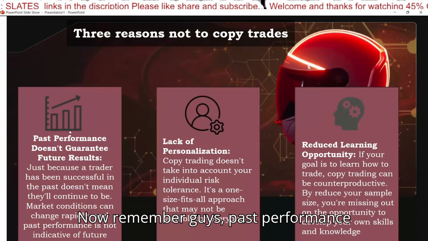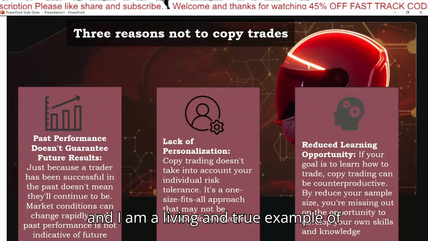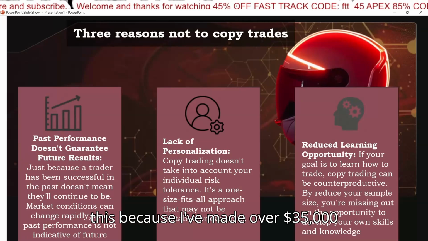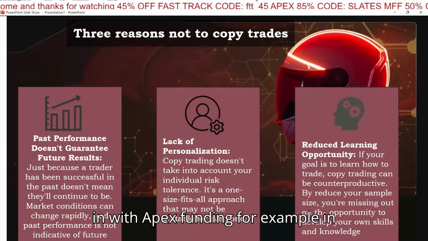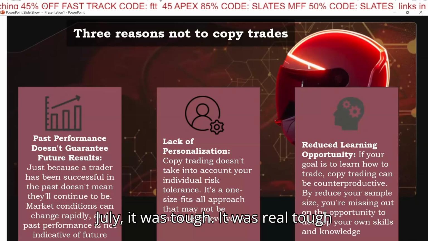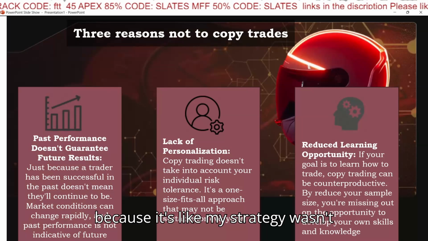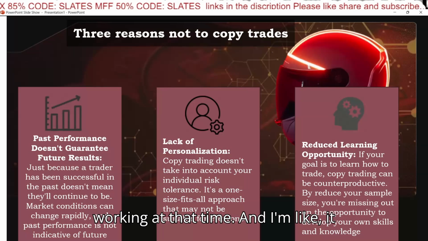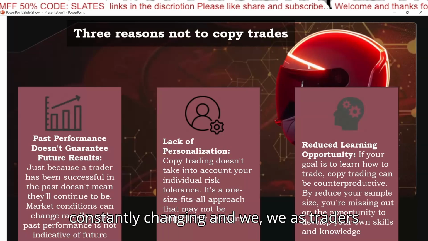Now, remember, guys, past performance doesn't guarantee future results. And I am a living and true example of this because I've made over $35,000 with Apex funding, for example, in June. And then the next month in July, it was real tough because it's like my strategy wasn't working. And I'm like, it just worked a month ago. What's going on now? But that's because the market is constantly changing.